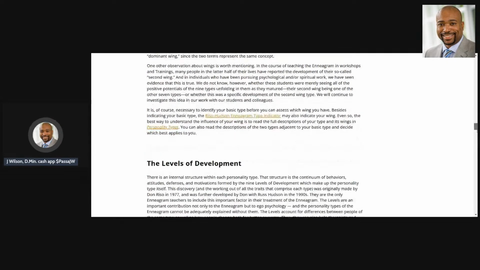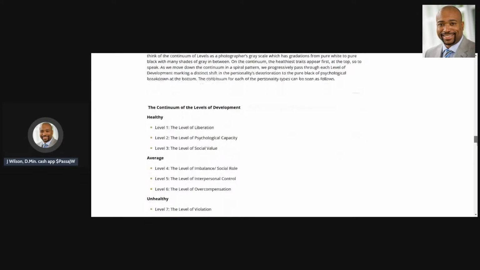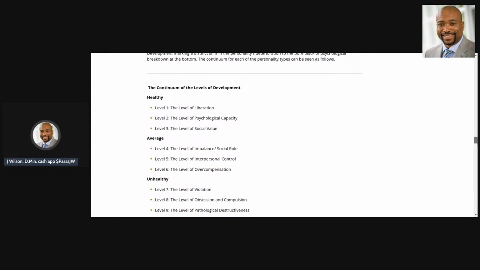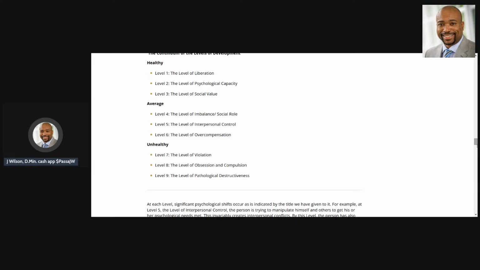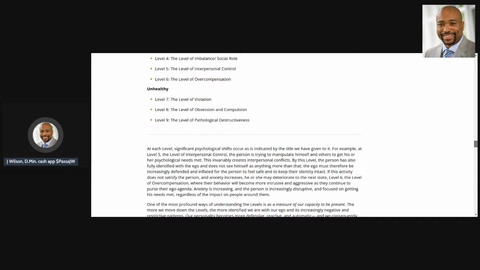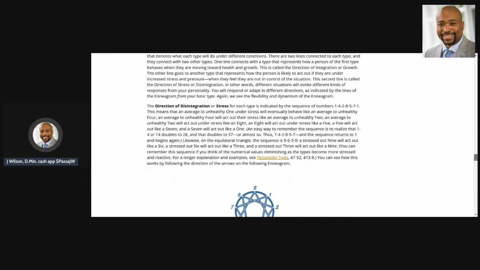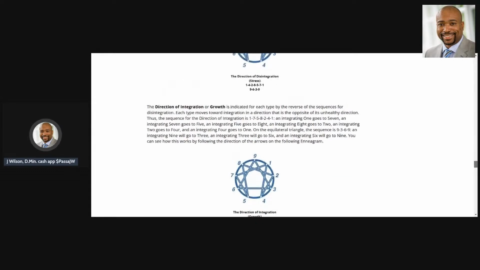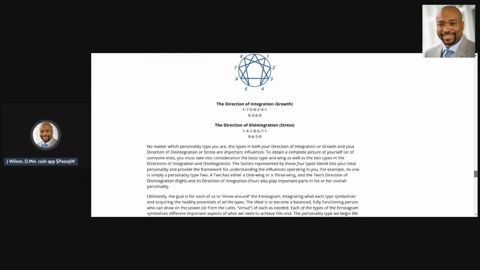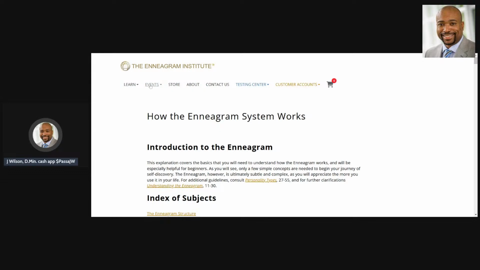And then the levels of development tell you how to get better. Your healthy levels: the level of liberation, the level of psychological capacity, the level of social value. And then the level of imbalanced social role, the level of impersonal control, the level of overcompensation, then the level of violation, the level of obsession and compulsion, the level of psychological destructiveness. So it tells you how it looks when you're unhealthy. And I think this is really, really good for self-awareness. I really do think it is good for self-awareness, you all.